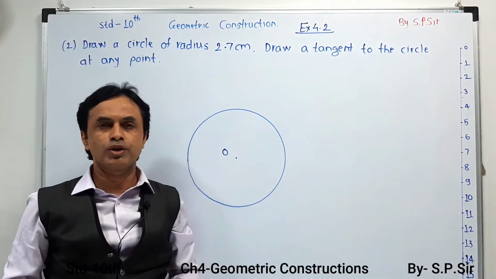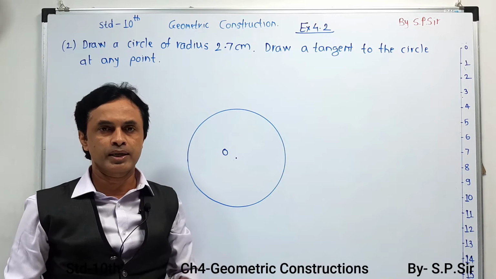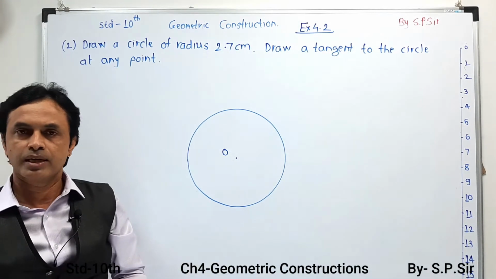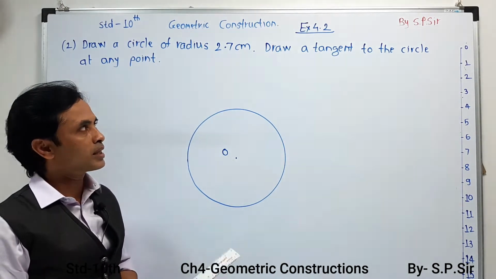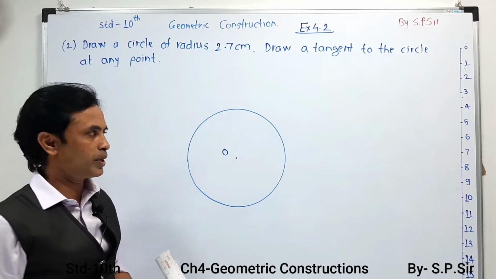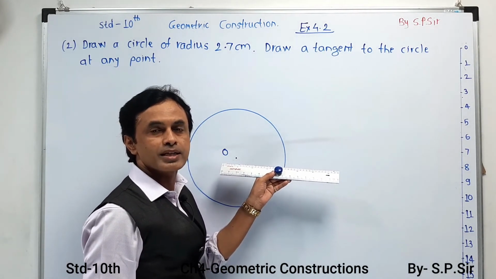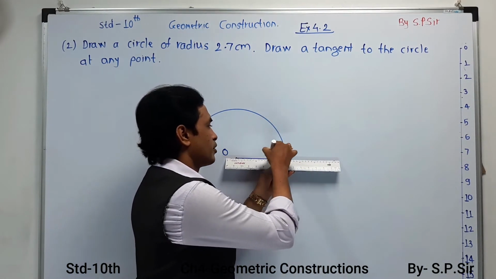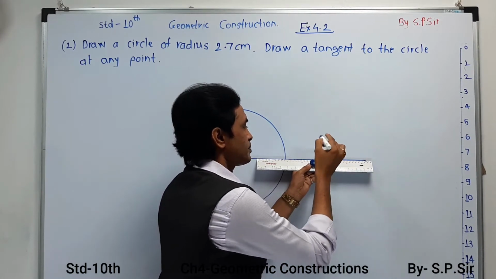Students, please pay attention. You have your standard instruments, so take precautions when you complete the construction. Next, after completing the circle with radius 2.7 centimeter, we have to draw a tangent at any point. First of all, you have to draw a radius and extend that radius outside the circle. So here I am going to draw a line in the form of a radius and extend it outside the circle.